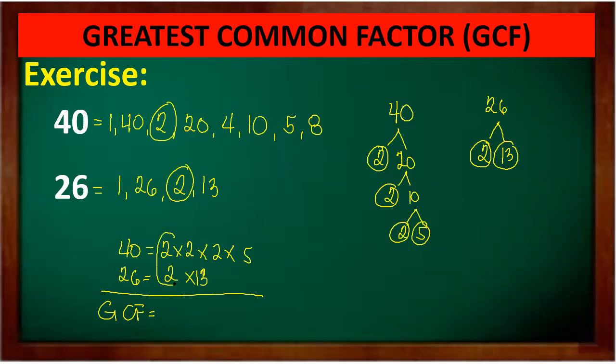So let's get the greatest common factor. Only one is common, so bring it down. So therefore, our greatest common factor for 40 and 26 is only 2. So same with method 1, we were able to get 2 as our greatest common factor. Same with method 2. Okay?